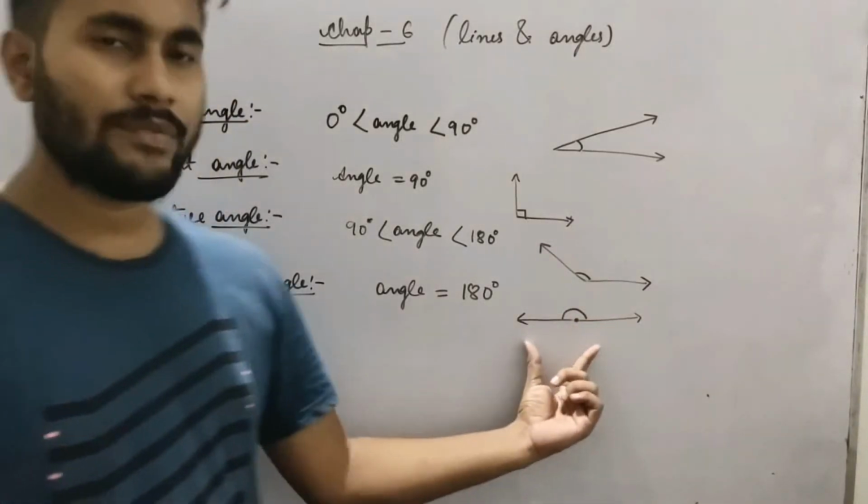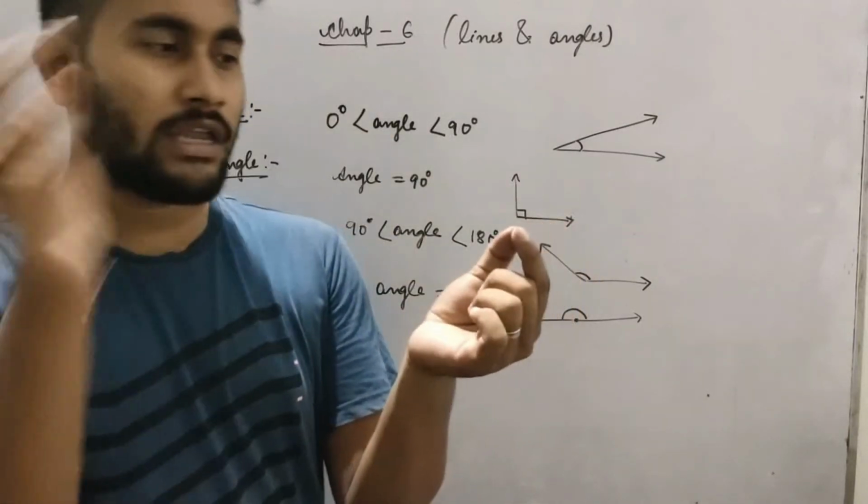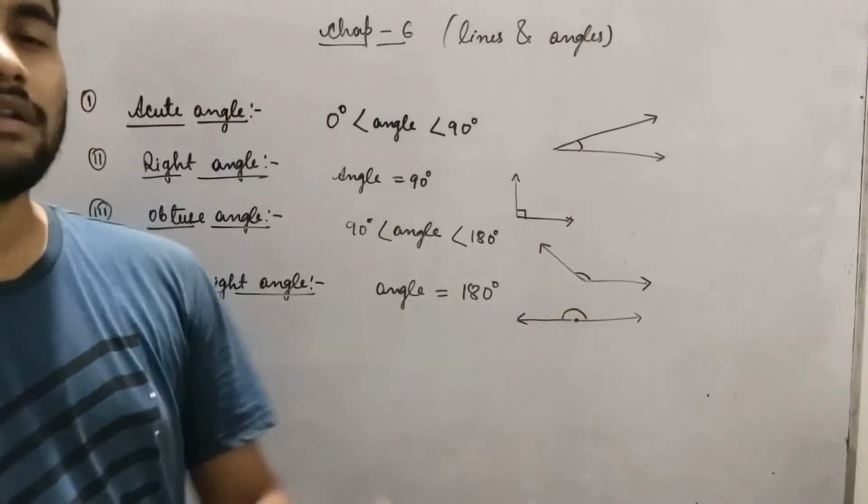This shape you have seen where? In the protractor, right? In your protractor you have seen, right? Like this. This is what? 0 degree, and that side what? 180 degree, and this symbol will stay, right? This is what? Straight angle.